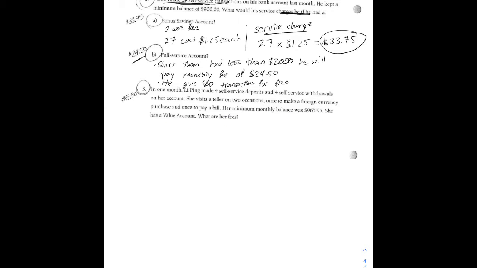What are her fees? Let's look at the value account here. If we have a value account, she's going to have to pay that monthly fee because remember, she's under $1,000. So let's write that down before we even start. We'll pay a monthly fee of $3.90, and that's because she was under that $1,000 limit.